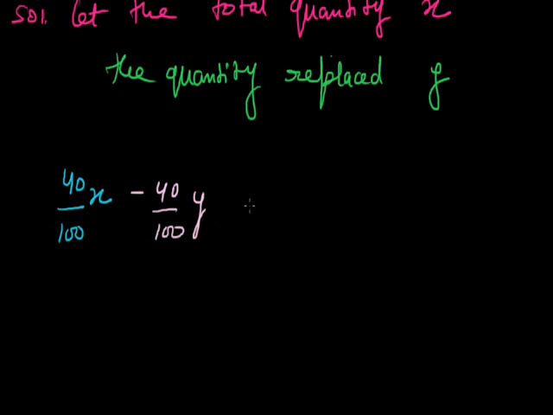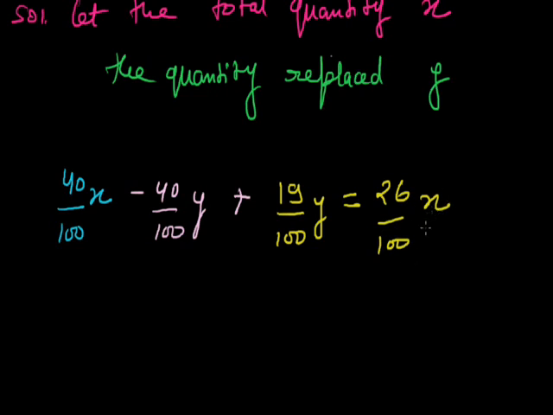Now we have added a new quantity, that is y liters, which contains 19% of alcohol. So we will add 19 upon 100 of y, and the resultant solution which we have obtained is 26 upon 100 of x, since x is the total quantity which we have maintained again. That means by taking out y liters and adding y liters, we have again formed the total quantity as x.